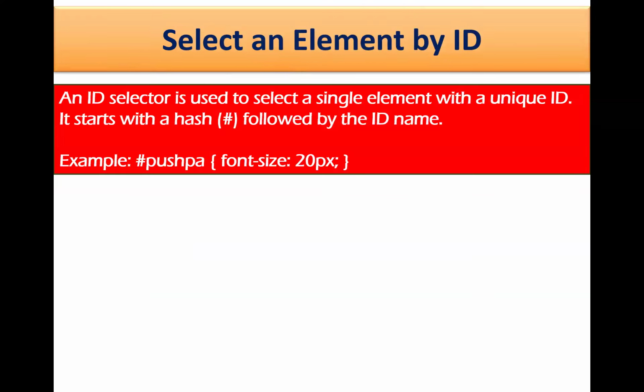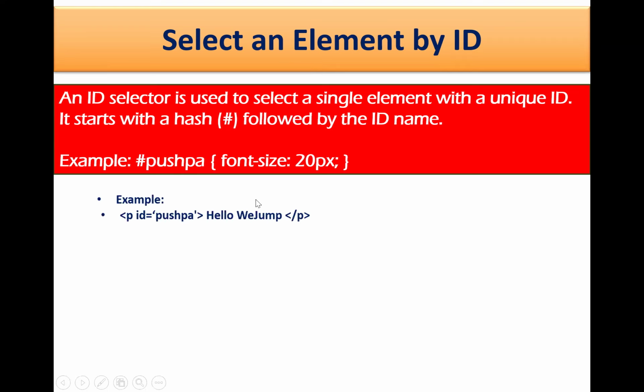Select an element by ID. So an ID selector is used to select a single element with a unique ID. It starts with a hash. In the class we use the dot symbol, but for ID we have to use the hash symbol. For example, hash Pushpa, then font size. If you want to increase the font size, you can mention it here.